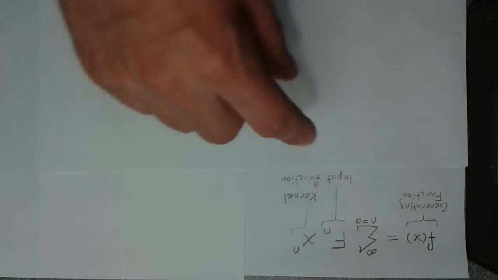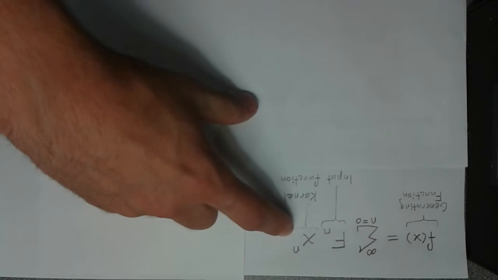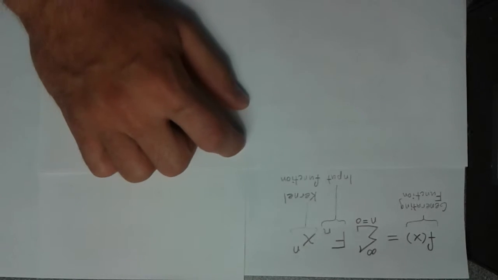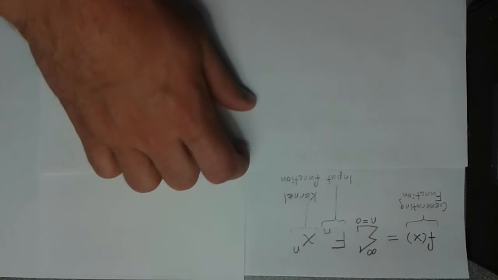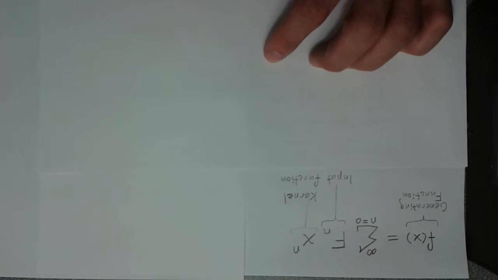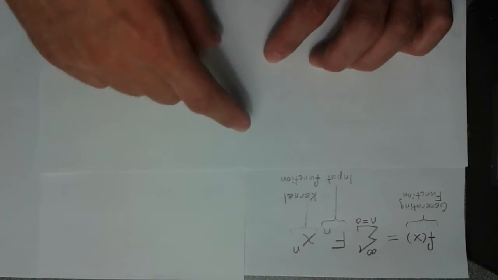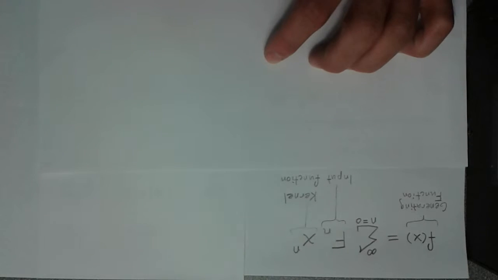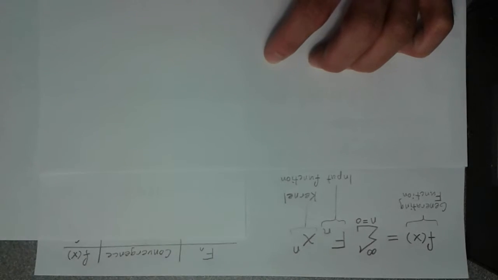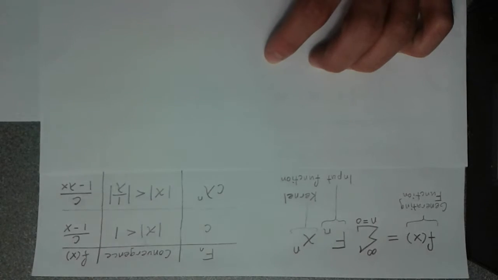The idea with a generating function is you have this power series. I'm calling f of n the input function, and then this x to the n, I'm going to refer to that as the kernel. Depending on what you put in, you can't really look at the convergence of this thing without knowing what f of n is. But you can look at a couple examples here.